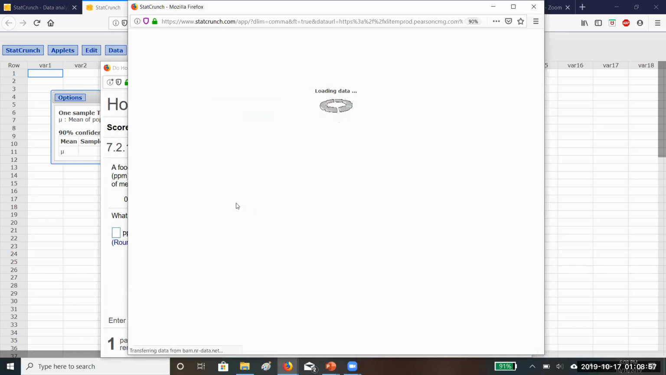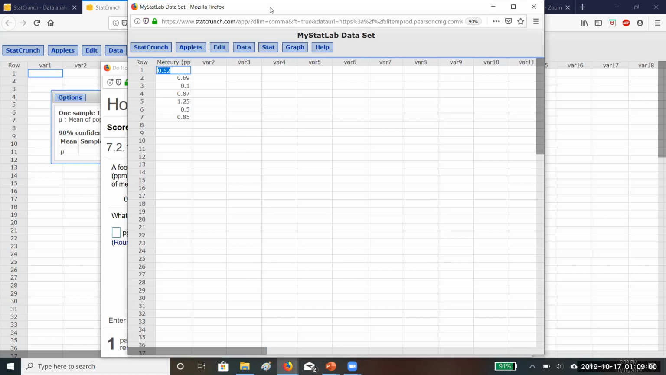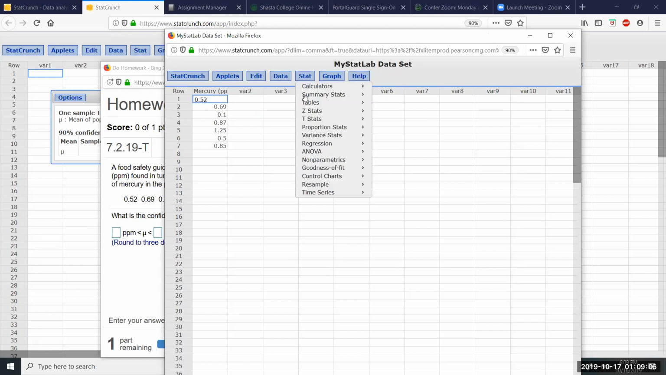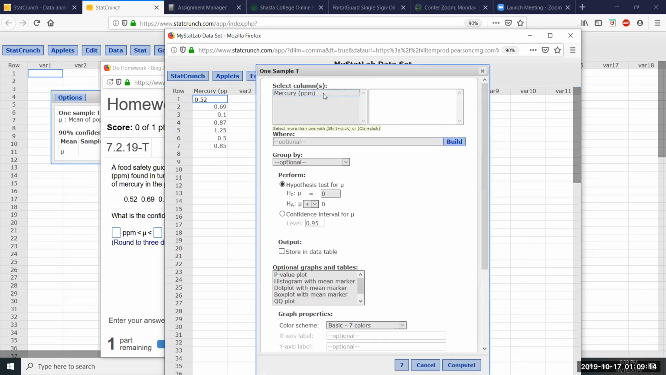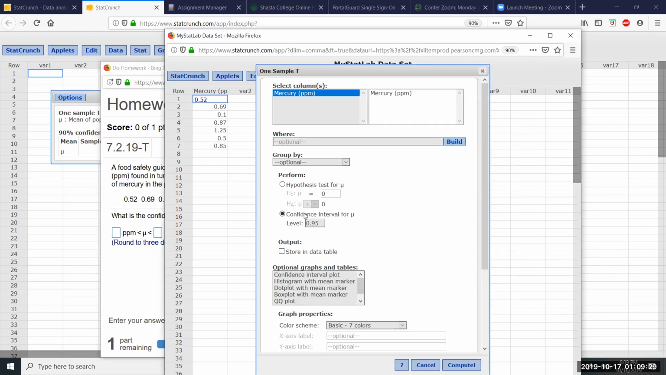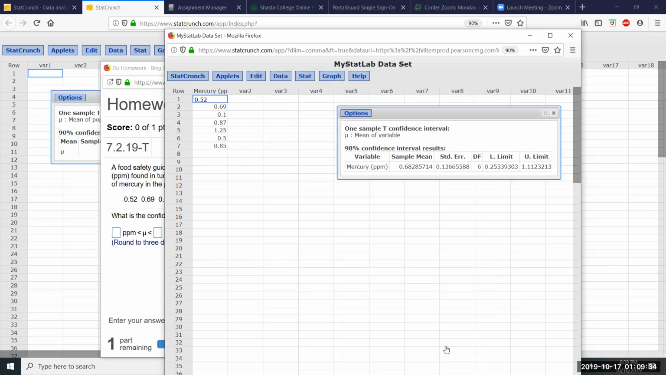So we have all the sample values here. Since we don't know the population standard deviation, we don't know sigma, that means it's t-stats, one sample. Here it is with data instead of with summary. With data, and choose the column. Now confidence interval, which is 0.98. Compute. You have the lower limit, upper limit.